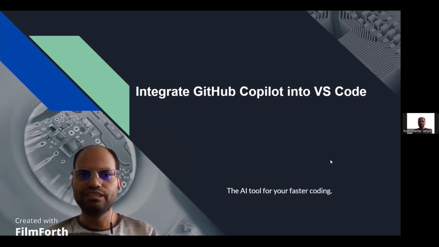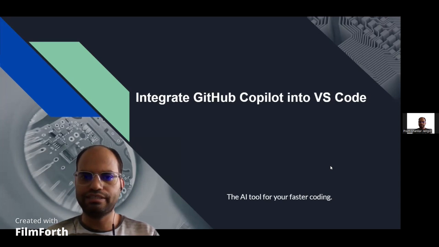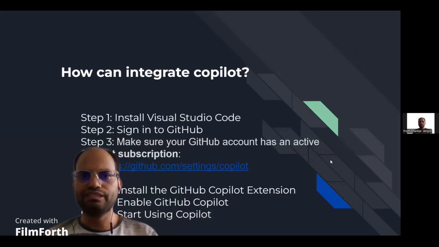So we will see here how to integrate GitHub Copilot into VS Code. There are a few things we need to take care of. Let's start. How can we integrate Copilot? First, you need to install Visual Studio Code on your system. It should already be on your system, right?